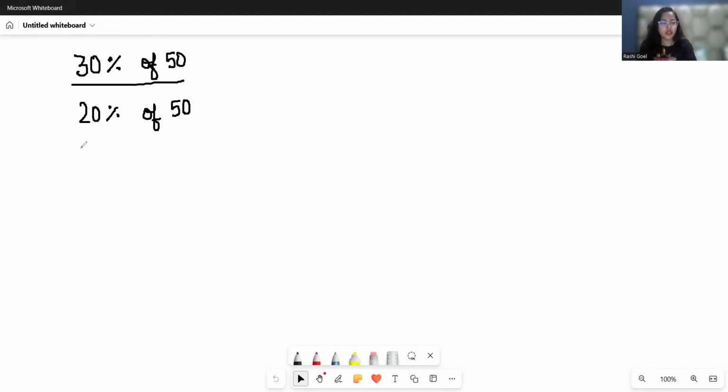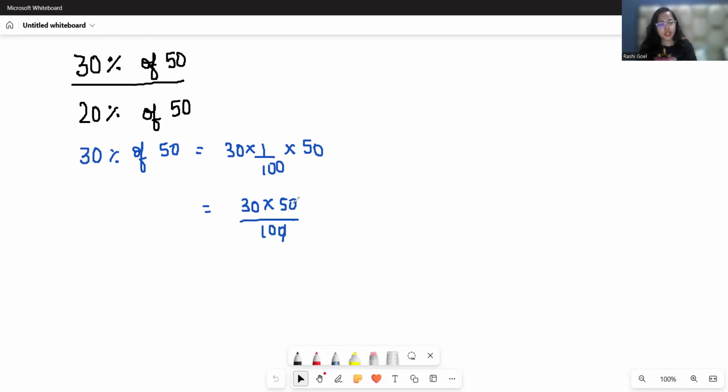So 30% of 50. 30% means 30 times 1 by 100, of means multiplication, 50. So it becomes 30 times 50 by 100. We can cancel out the 0 with 0. So 3 times 5 is 15. So the numerator is 15.